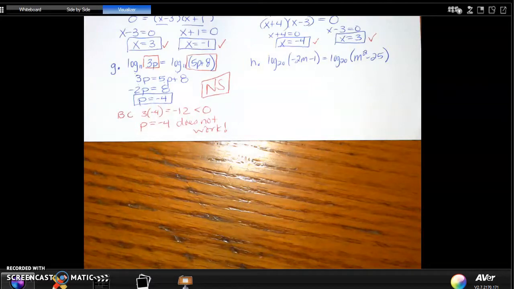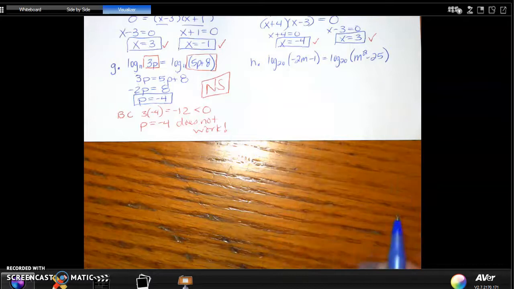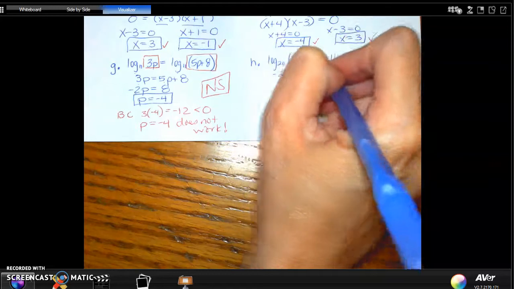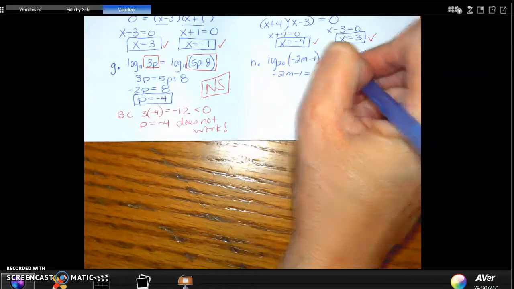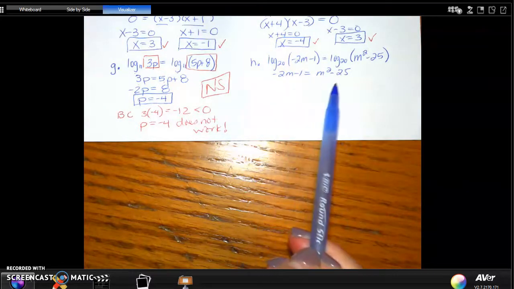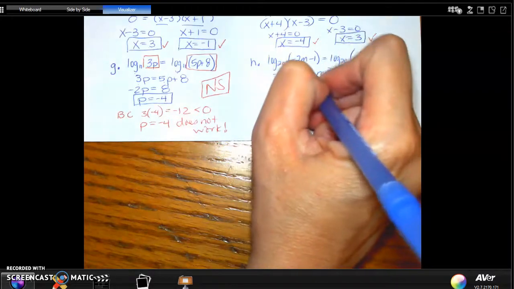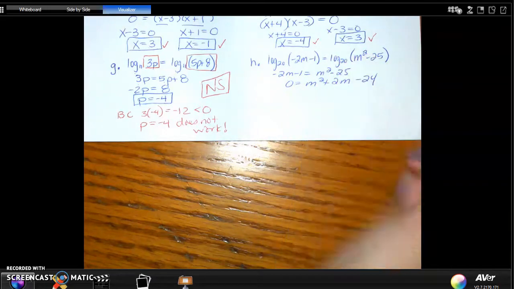One last problem for you. Base is the same, left and the right. We're going to set those arguments equal to one another. Negative 2m minus 1 and m squared minus 25. Here you have an m squared and an m, so we're going to move everything over to the right and set it equal to 0. So that's m squared plus 2m minus 24.